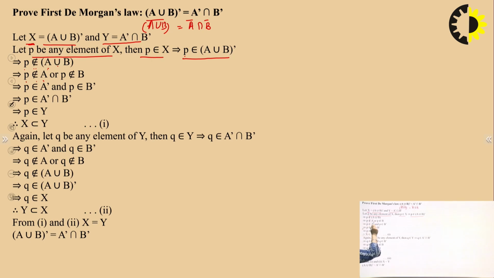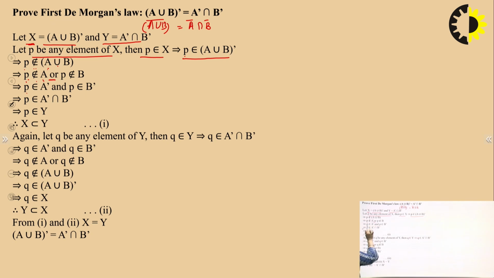union. We can write union as OR and intersection as AND. Remember this, we can write union as OR and intersection as AND. So what we have written? P, we have opened this bracket. What we can get? P does not belong to A or P does not belong to B.